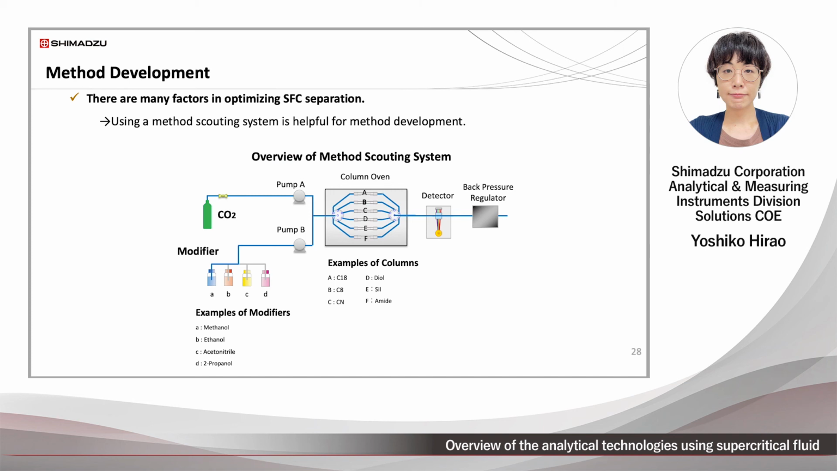In SFC method development, different types of stationary phases and modifiers should be experimented with, as compared to the separation pattern in HPLC. Therefore, a method scouting system that combines multiple columns and modifiers is useful. As an example, here is the configuration of our method scouting system. 4 different solvents can be used to optimize modifiers, and for columns, 6 columns can be used.